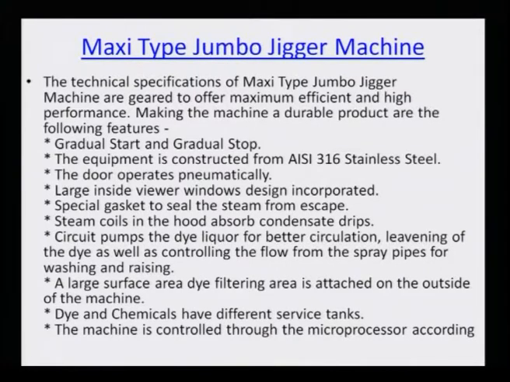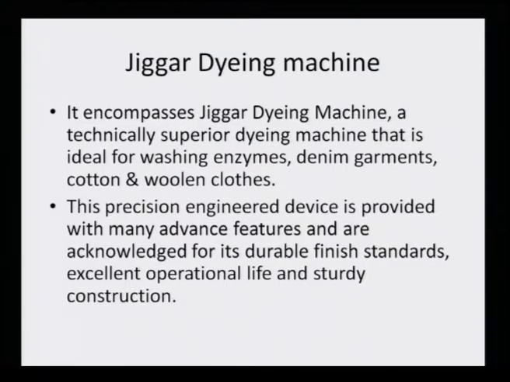So, this machine you should understand and look at the picture more carefully. The jigger dyeing machine is a typically superior dyeing machine that is ideal for washing with enzymes, dyeing denim garments, which is very tough, and cotton and woolen clothes. Both soft and tough clothes can be dyed on a jigger dyeing machine.